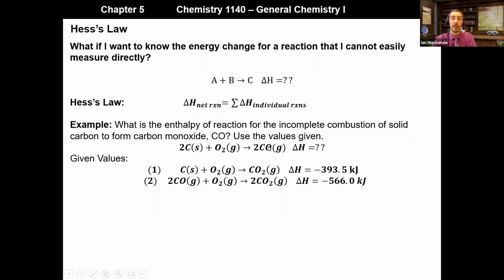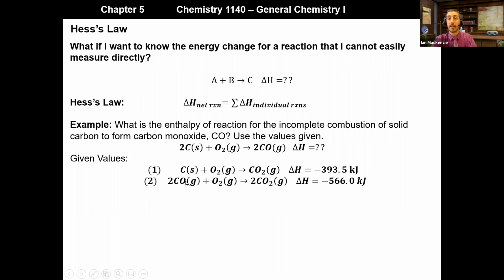Then I notice that I also have CO. Now, oxygen appears in all 3 equations, so I don't really want to try to figure that one out because it appears in multiple equations. I'd rather start with the species that appear only in 1 equation, other than the net equation. So CO appears in the net equation and then only appears in equation 2.